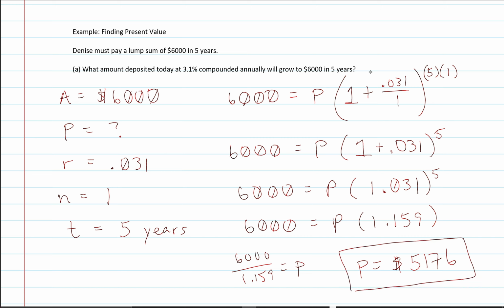So this tells us that Denise must invest or place into the account today $5,176. If she does that with an interest rate of 3.1% compounded annually after 5 years, she'll get the $6,000 that she needs to pay for whatever it is she needs.